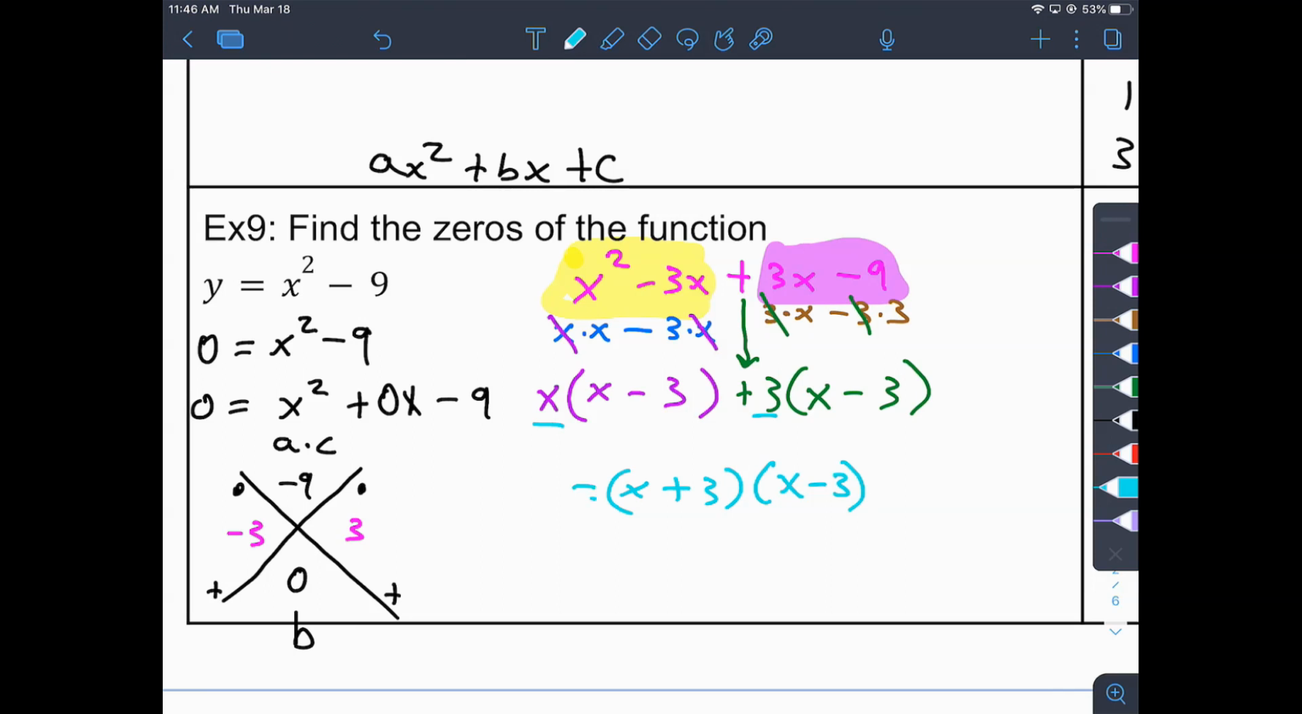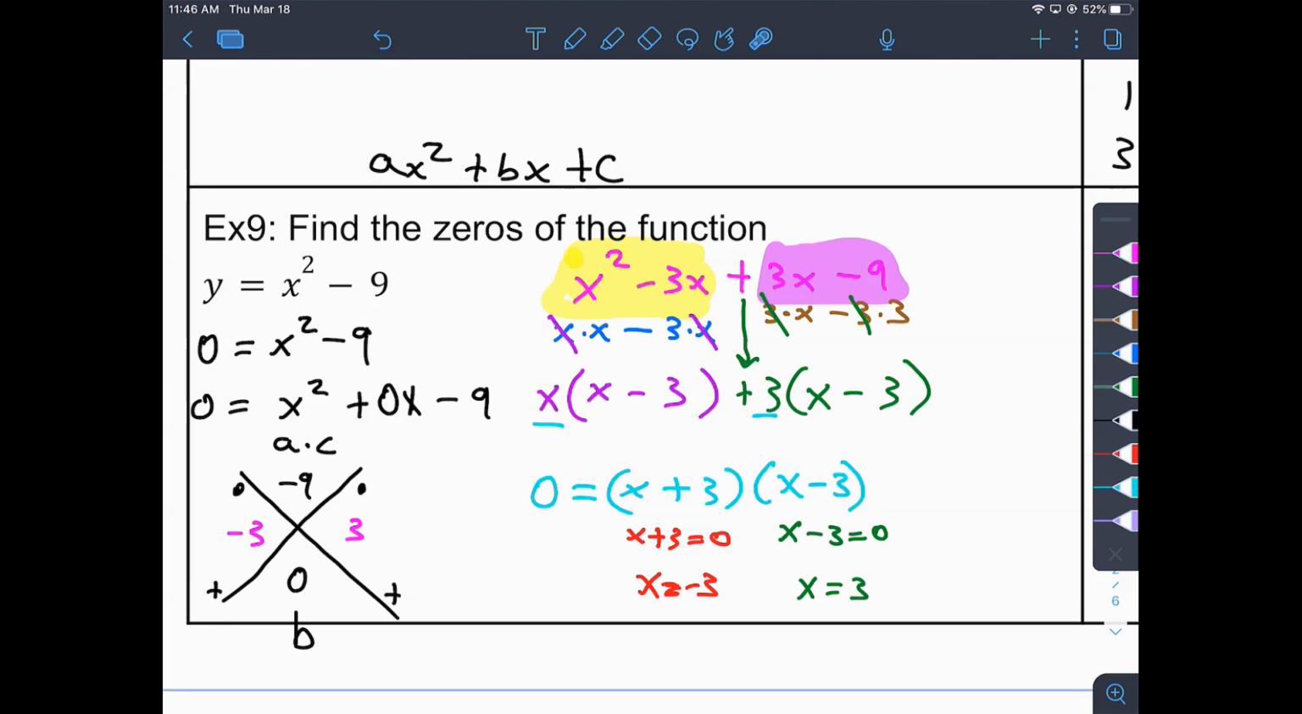Now remember, all of this still equaled 0 because we're trying to find the zeros. So what would make this 0? Well, x plus 3 equals 0 when x is negative 3. What would make this second one 0? Well, x minus 3 equals 0 when x is positive 3.